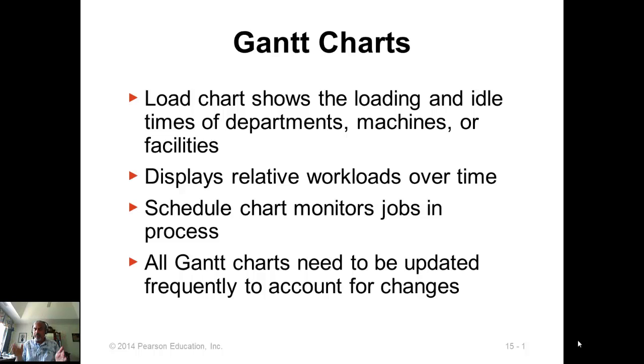So for a given job, what are the different production processes, when is a given process supposed to start and when is it supposed to end, when should the next process begin and so on, and the plan versus the reality, whether the job is actually progressing according to plan. These kinds of details are charted with the x-axis being time, and that's called a schedule chart. A schedule chart monitors the job in process. All Gantt charts need to be updated frequently, both the load chart as well as the schedule chart.